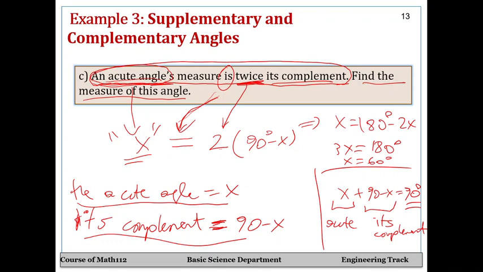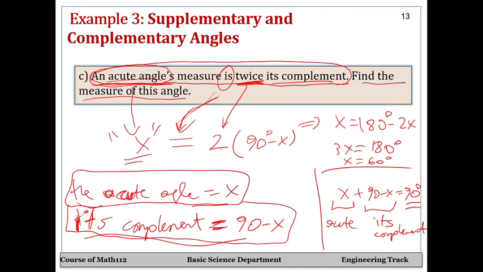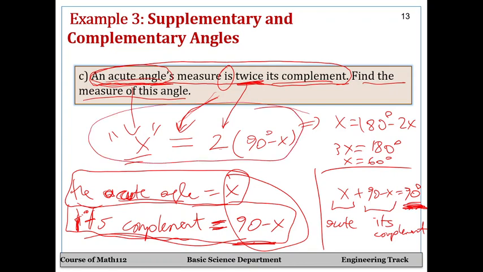In this type of question, it's better to first name the angle as x, because we don't know it and we want to find it. Then set up its complement in terms of x. So if the acute angle is x, then its complement is 90 minus x, because their sum will make 90 degrees. And now we use the information to set up the equation, and we solve for x and we find it.